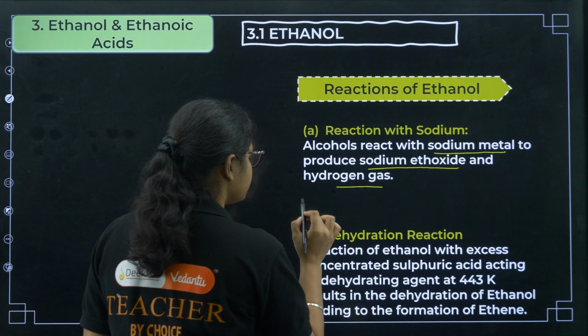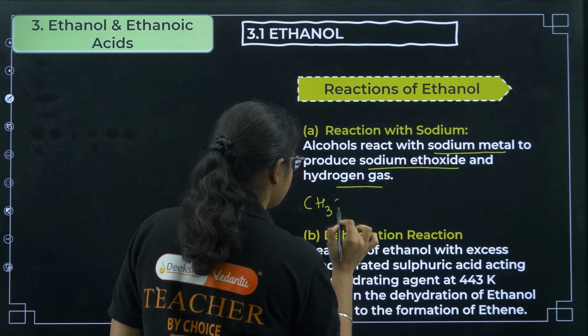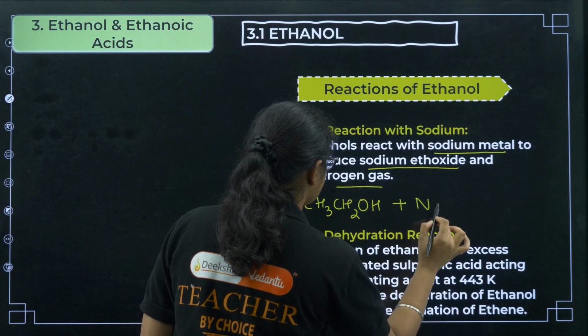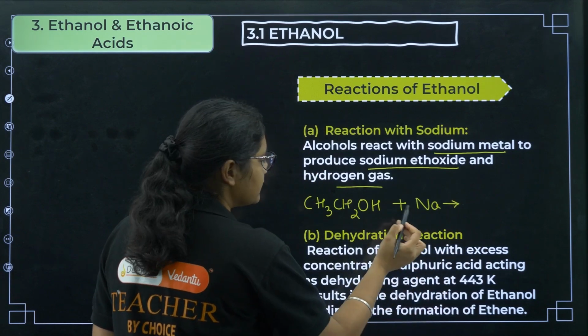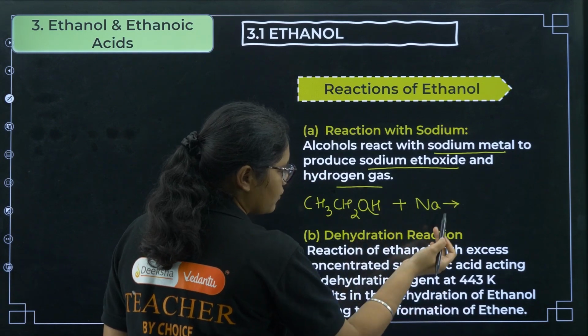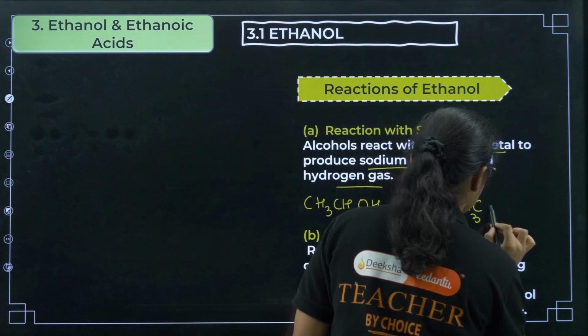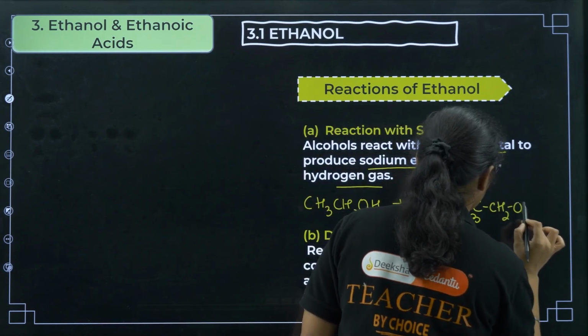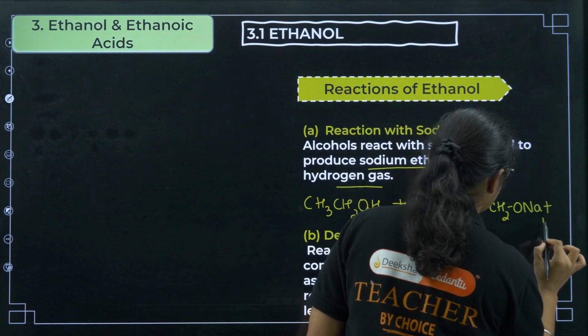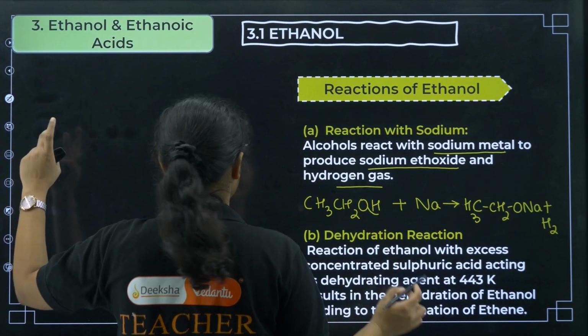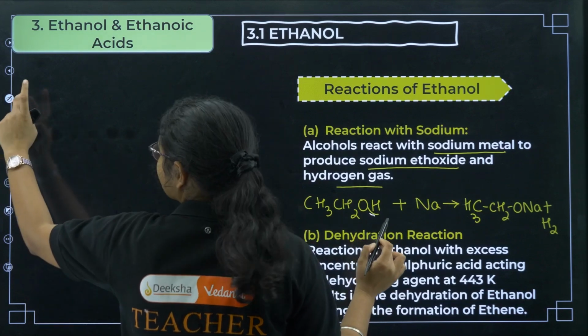We'll do it again. Ethanol, CH3CH2OH, will react with sodium metal to give what? The OH part will go out and it is replaced with Na, so I'll get CH3CH2ONa plus H2 gas. This hydrogen will form H2 gas.